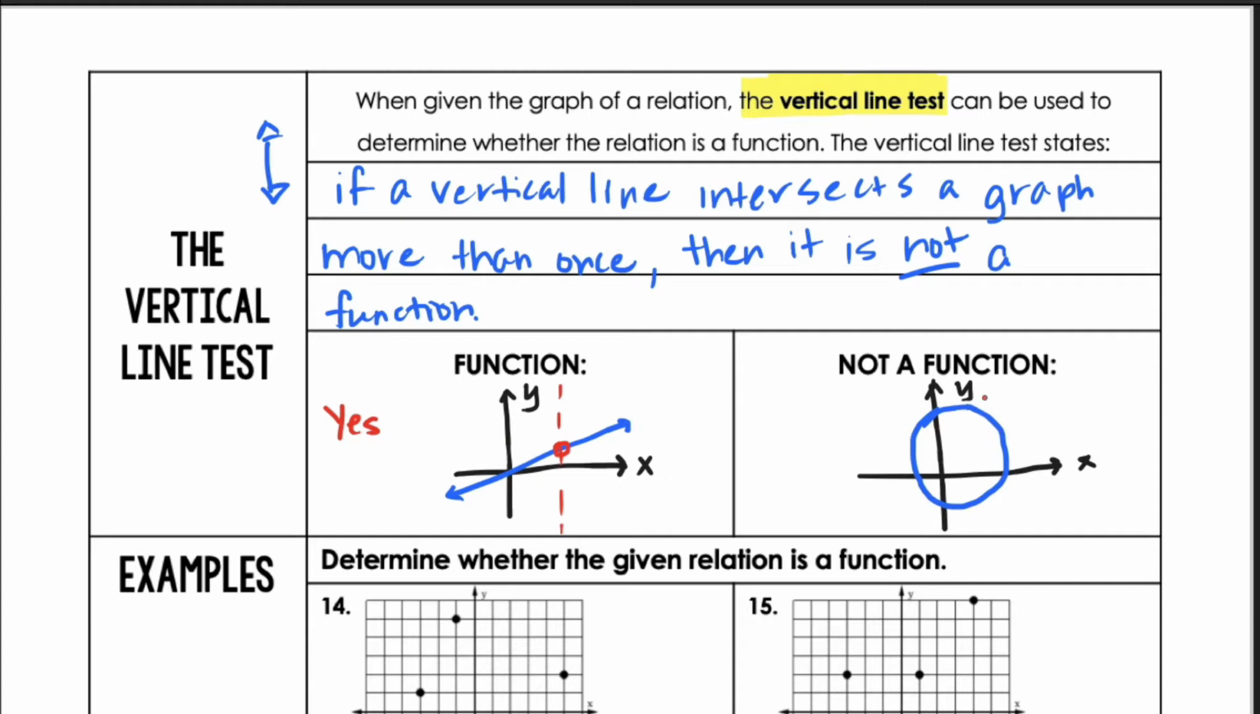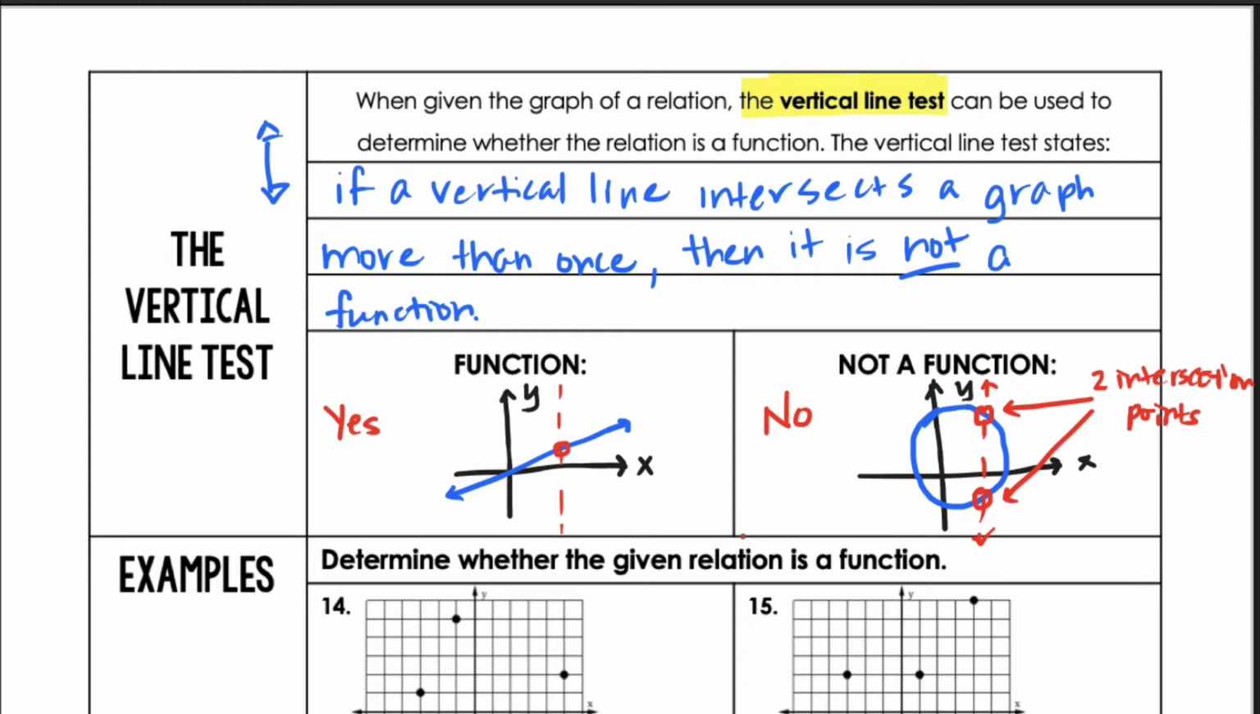If, let's say I pick right here to draw my vertical line going up and down. Well, at the very top of the circle, I intersect here, but then at the very bottom of the circle, I also intersect there. Okay, so I have two intersection points. Sorry, my pen's not working very well in the program. Two intersection points. Okay, so this would not be a function, so the answer would be no, that it is not a function.